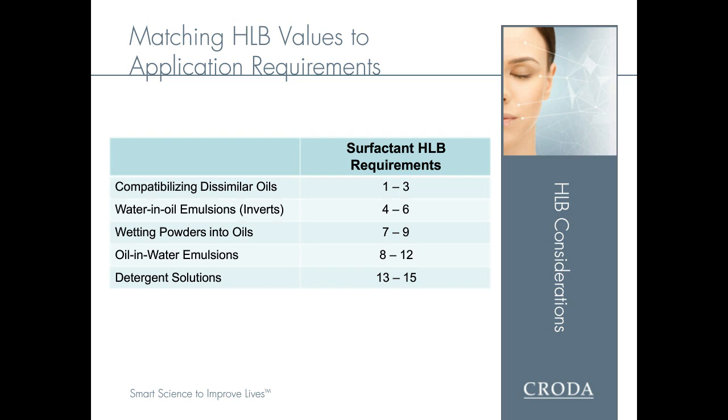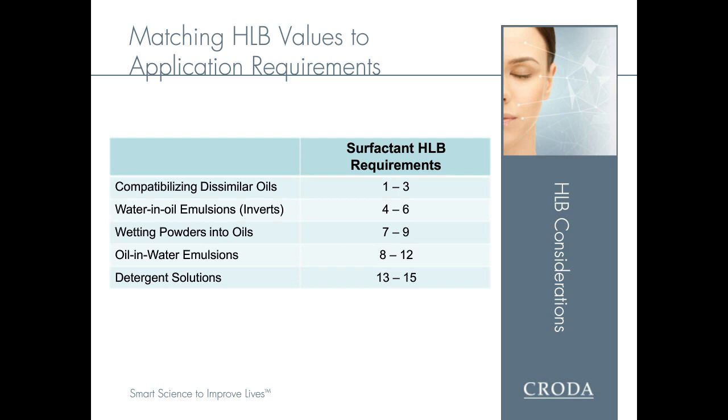For an application of compatibilizing dissimilar oils, very lipophilic surfactants with an HLB from 1 to 3 are required. Water in oil emulsions require surfactants with an HLB of 4 to 6, which are lipophilic. For wetting powders into oils, a surfactant with an HLB of 7 to 9 is required. Surfactants with an HLB from 8 to 12, closer to an even balance of lipophilicity and hydrophilicity, are required for oil in water emulsions. Very hydrophilic surfactants, HLB 13 to 15, are required for detergent solutions.